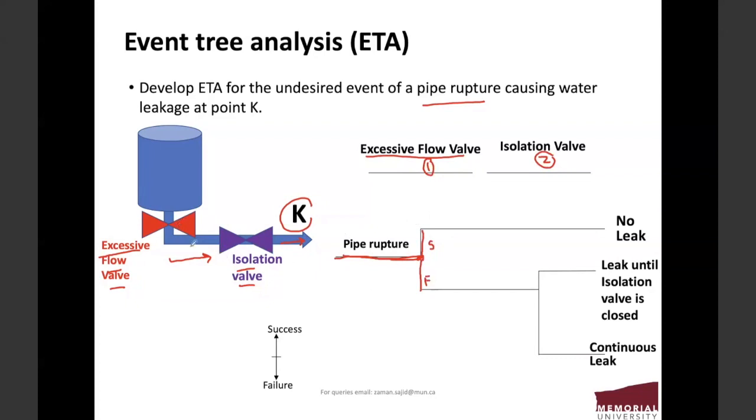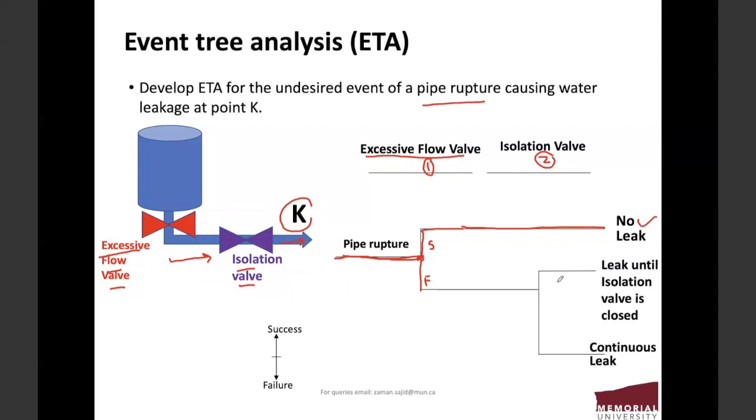Now let's see what is the system here. If this is a success, the excessive flow valve is able to stop the water, this means I don't have to go to my second barrier, which is the isolation valve. I can just bypass it, and the final outcome, I can say that there is no leakage.